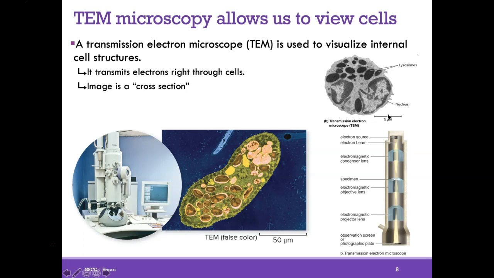So here is a cross-section of a neutrophil, a white blood cell, and you can see all these organelles, these lysosomes. You can see the nucleus. So it allows you to see very, very fine details. It can resolve objects 500,000 times better than the human eye.